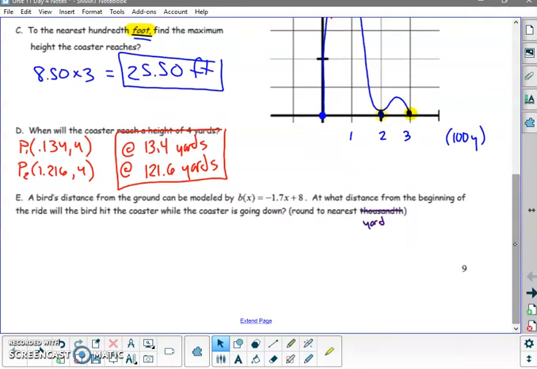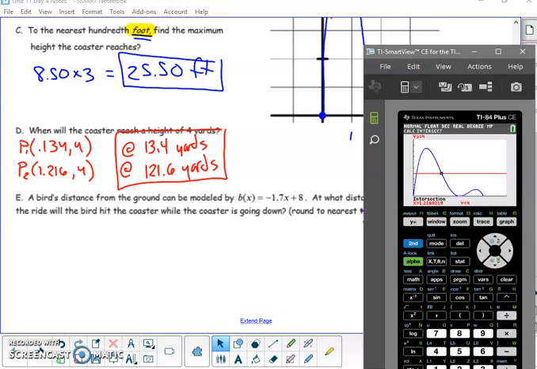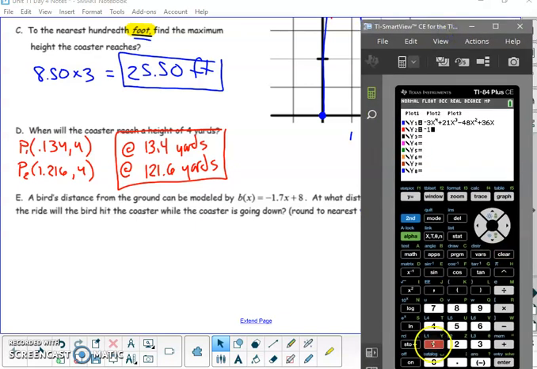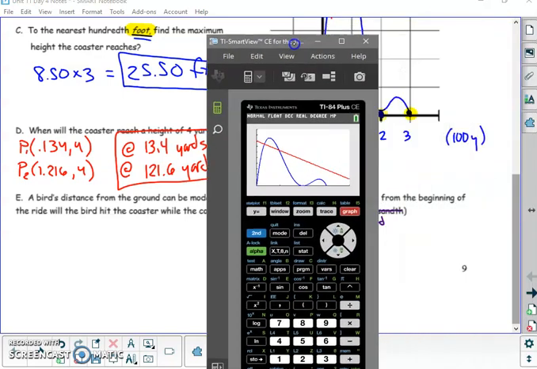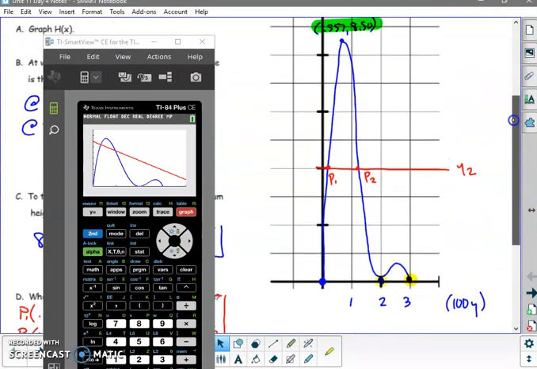Okay, and finally here it says a bird's distance from the ground can be modeled by b of x equals negative 1.7x plus 8. At what distance from the beginning of the ride will the bird hit the coaster while the coaster is going down, round to the nearest yard? Okay, so what we're going to do here is put that function now into y2. So let me clear this one out. Negative 1.7x plus 8. And let's take a look at the graph. Now notice it intersects twice, but it clearly says when the coaster is going down. So let me sketch this in.